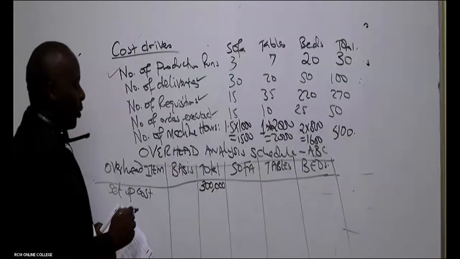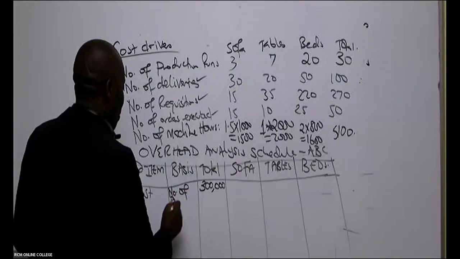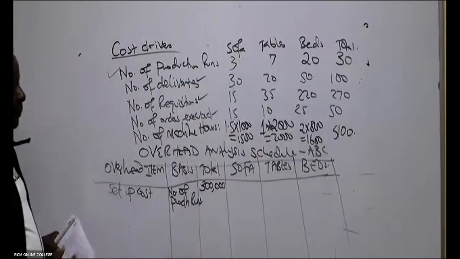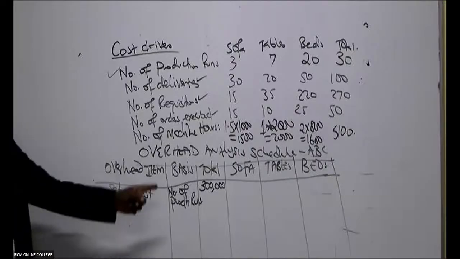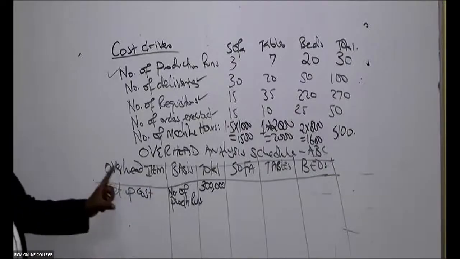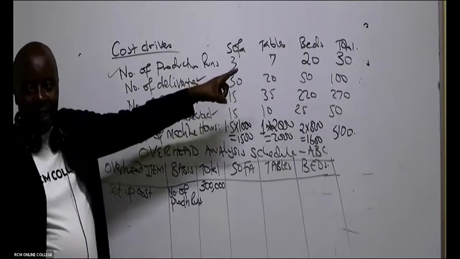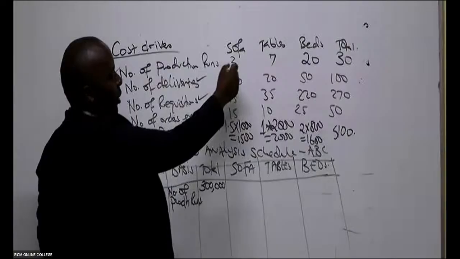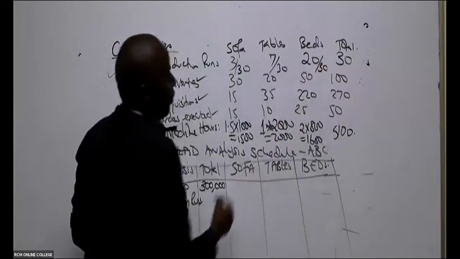Number of production runs. So what do you think will be the best way to apportion this figure? We have been given the number of production runs. Do we have them here? Yes, 3, 7, 20, isn't it? So already we have that. In this case, now you know this is 3 over 30, 7 over 30, 20 over what here? 20 over 30.